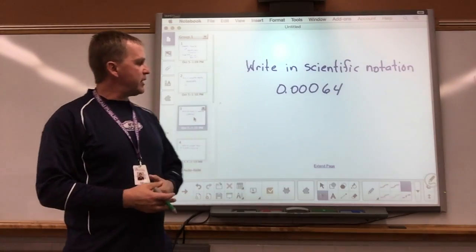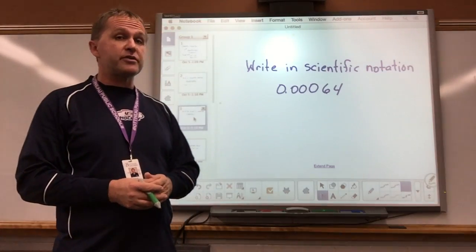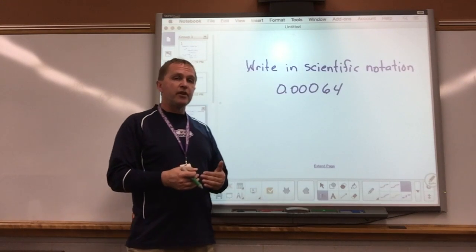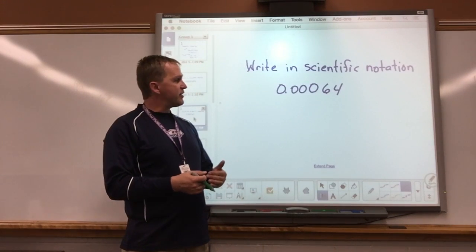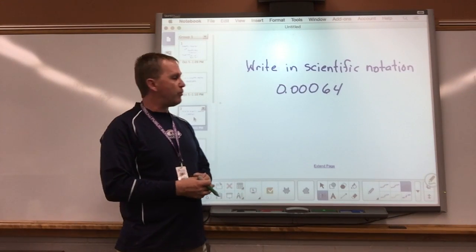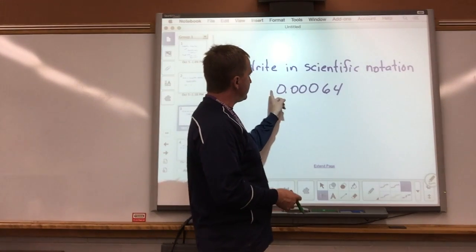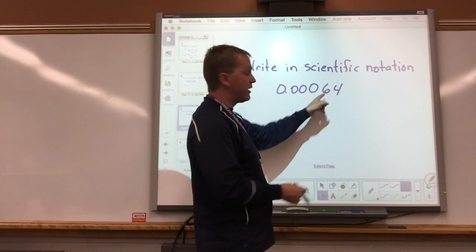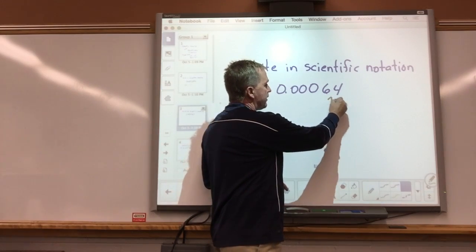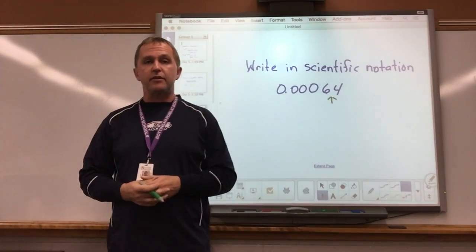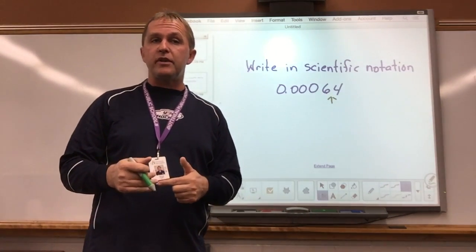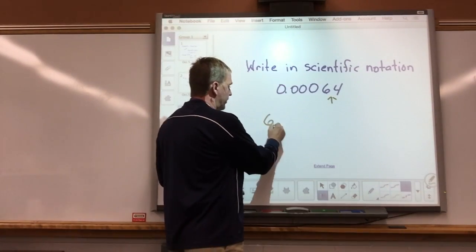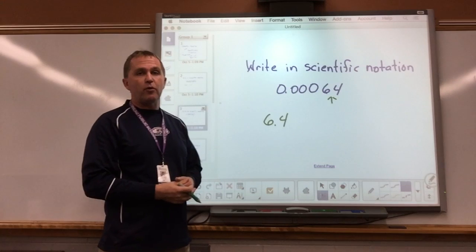Now if we take on the other side a decimal number like 0.00064, remember the rule is that we want to have one non-zero digit to the left of the decimal point. So if I find the first non-zero digit as I move from left to right, the first non-zero digit is the 6. I would like the decimal point to end up right there between the 6 and the 4, so I only have one non-zero digit to the left of the decimal point. So if I place it there, I know my number is 6.4.